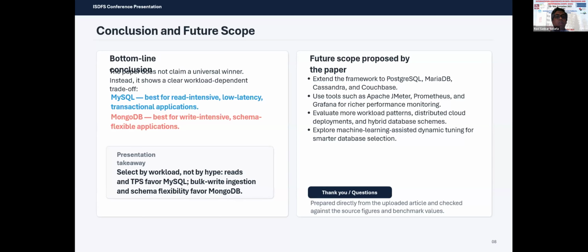So the takeaway from this presentation is: select by workload, not by hype. Reads and TPS favor MySQL, and bulk write ingestion and schema flexibility favor MongoDB.